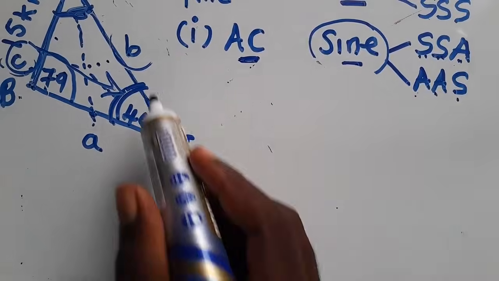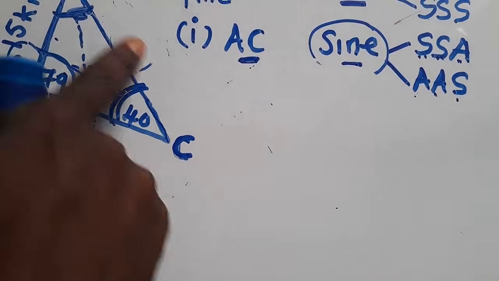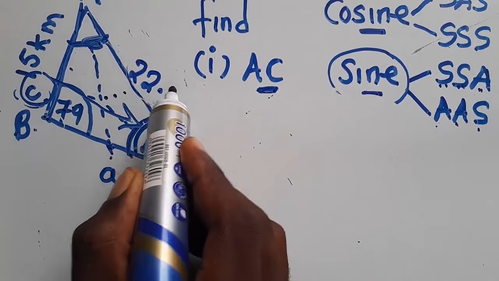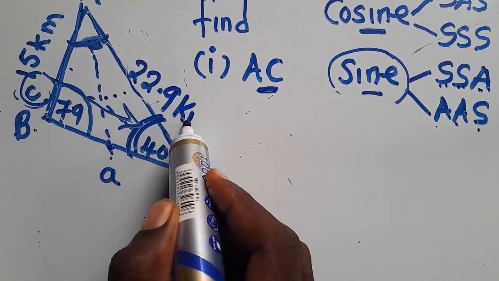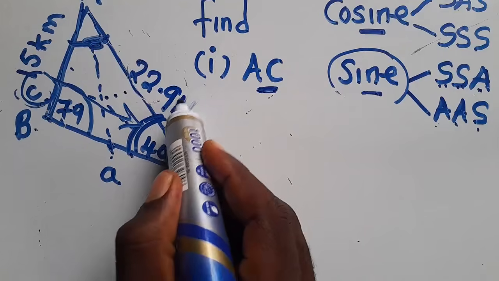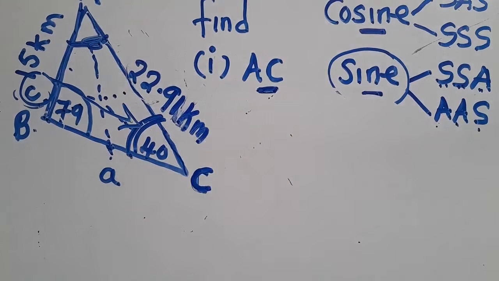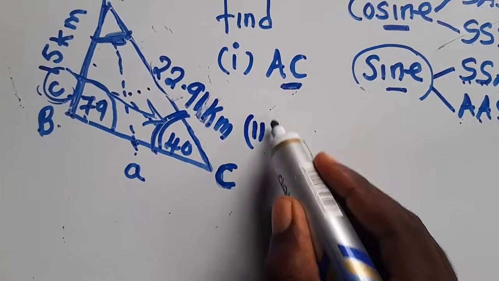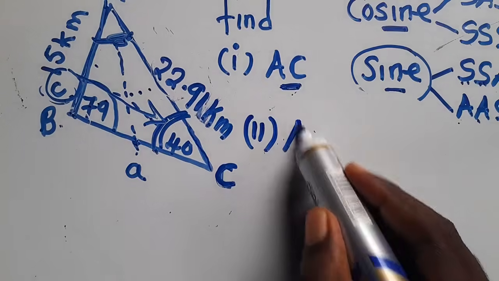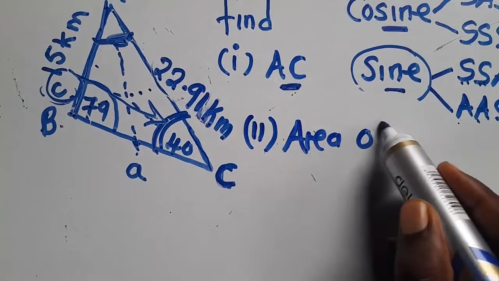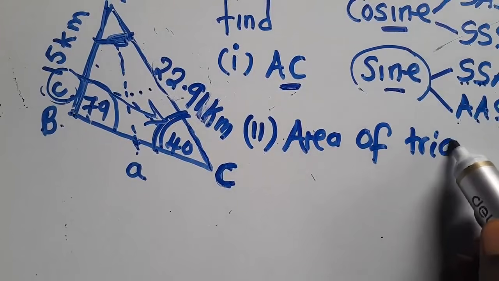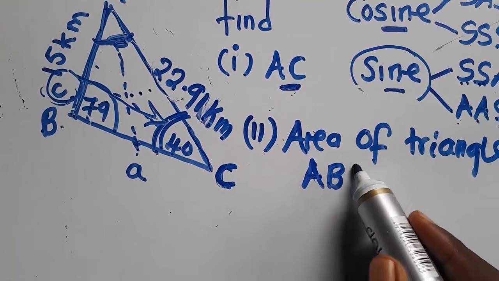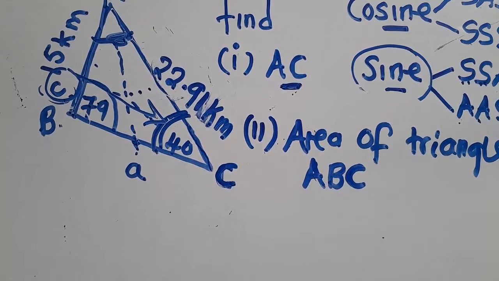So we found B here. This B, this side. We found this side. So this side, it is what? 22.91 kilometers. We've answered that one. The next question. So the next question was telling us to find the area. You find the area of triangle ABC.